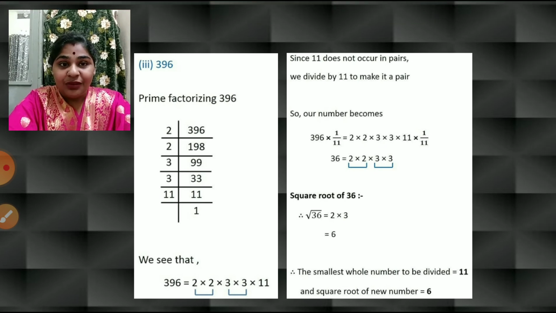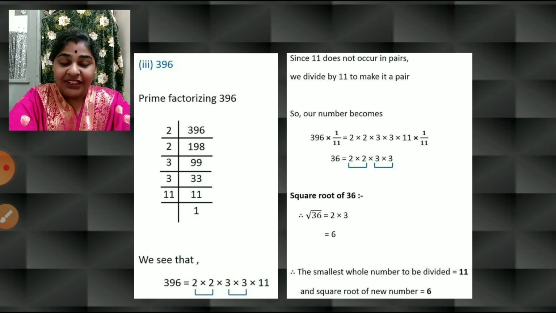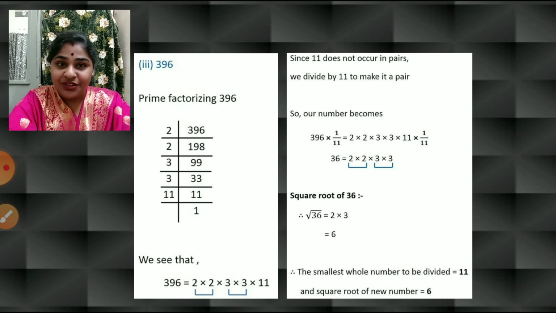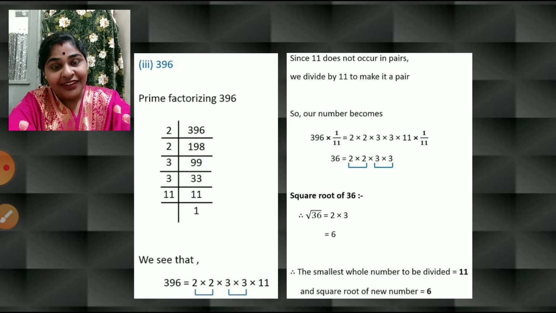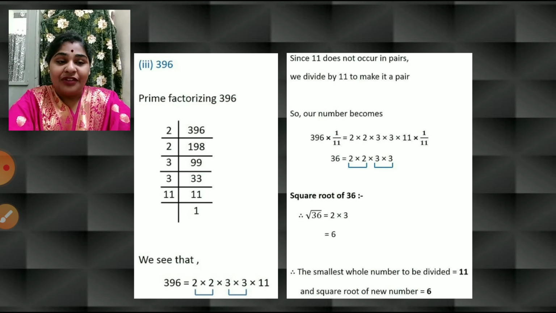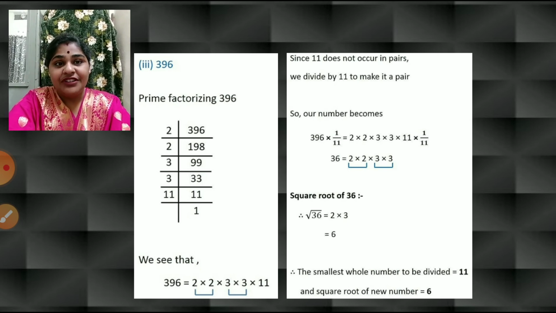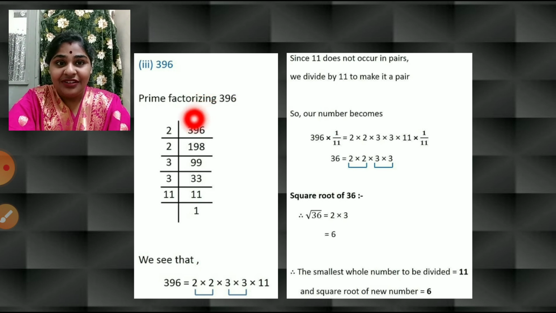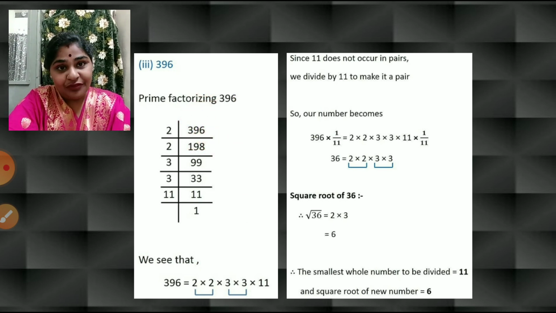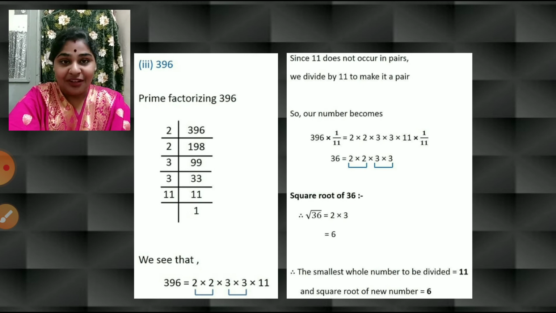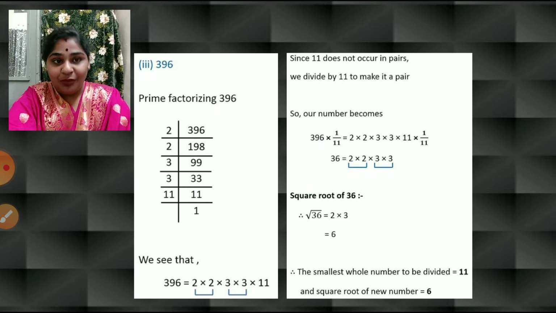So this is the third one again, children. Easy, I believe. Method is same. First you will prime factorize, and whichever number is left alone after pairing, you have to divide it, both the sides, right? So after dividing, now here you can see first we have done the prime factorization of 396, and here you can see 11 is left alone.